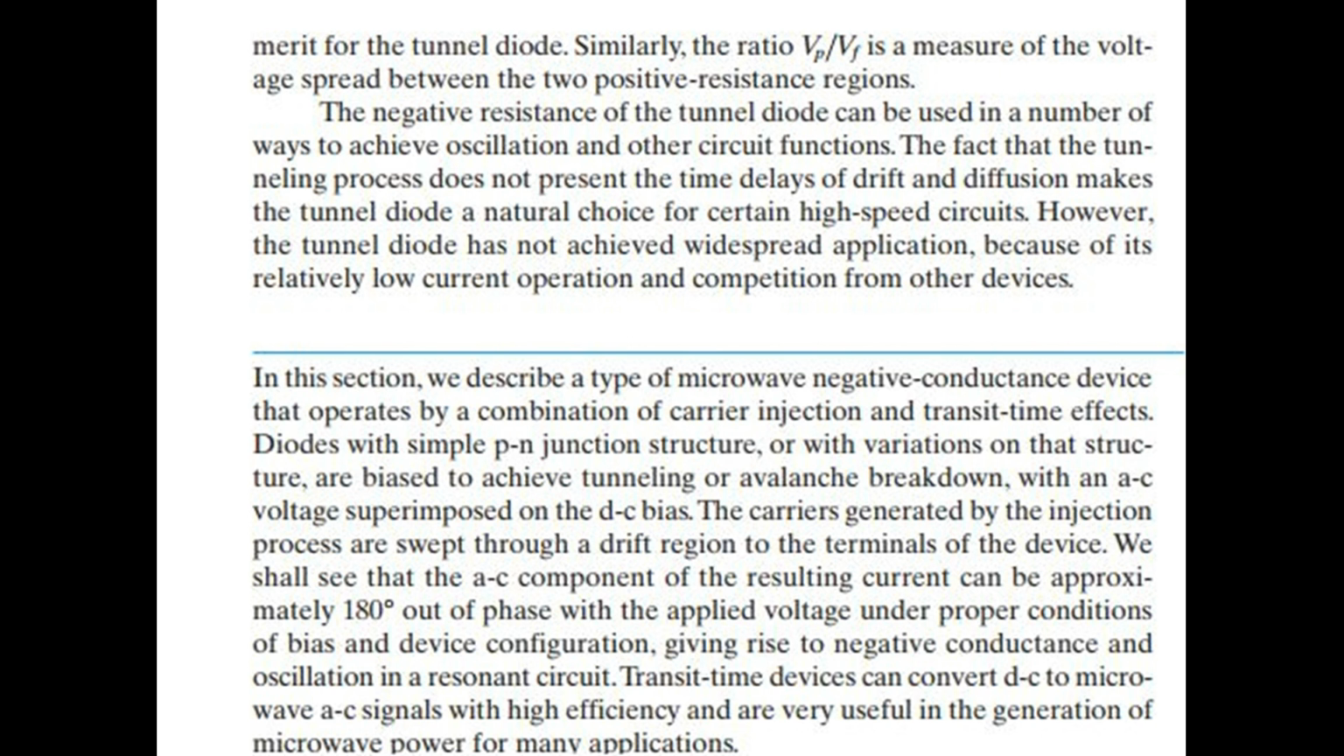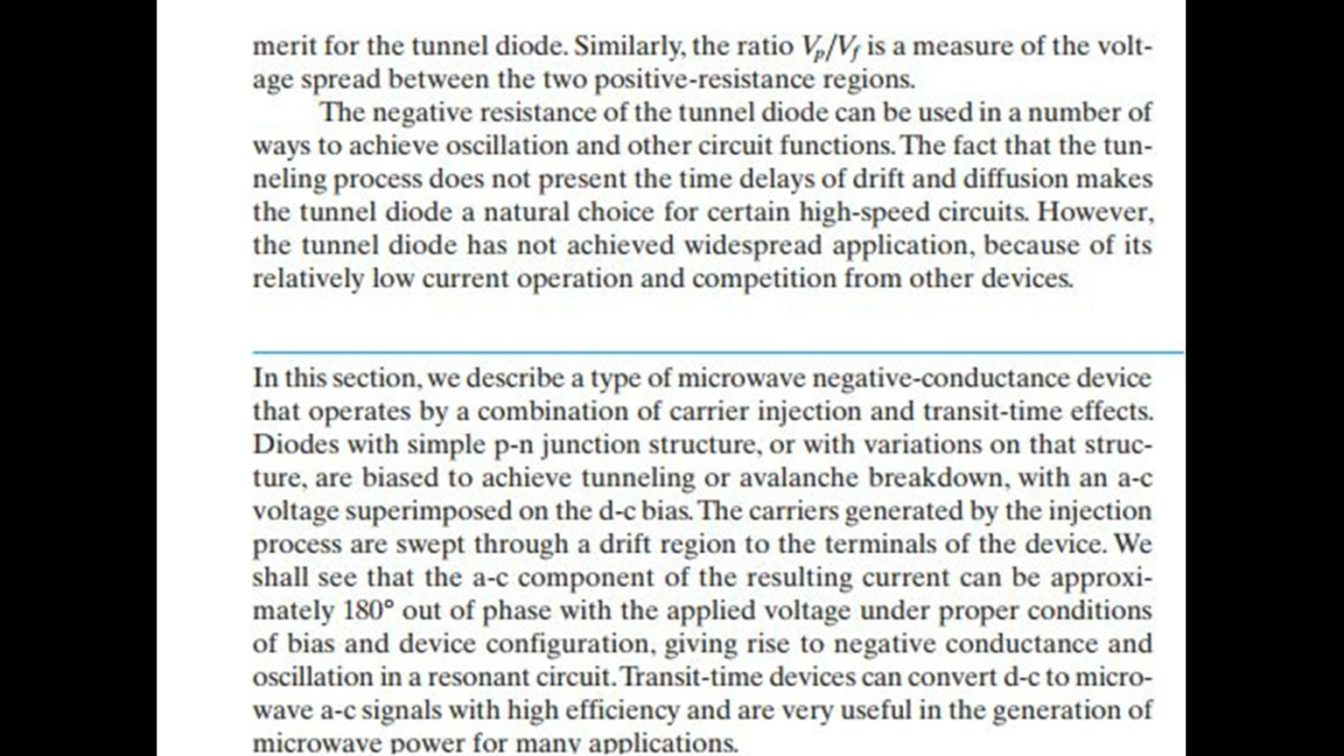Diodes with simple p-n junction structure, or with variations on that structure, are biased to achieve tunneling or avalanche breakdown, with an AC voltage superimposed on the DC bias. The carriers generated by the injection process are swept through a drift region to the terminals of the device. We shall see that the AC component of the resulting current can be approximately 180 degrees out of phase with the applied voltage under proper conditions of bias and device configuration, giving rise to negative conductance and oscillation in a resonant circuit. Transit time devices can convert DC to microwave AC signals with high efficiency and are very useful in the generation of microwave power for many applications.